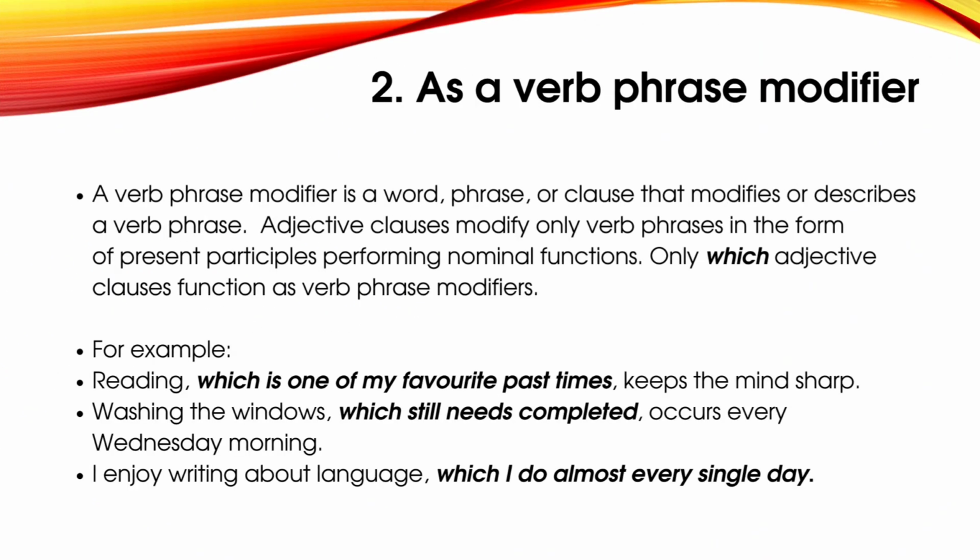Second, as a verb phrase modifier. A verb phrase modifier is a word, phrase, or clause that modifies or describes a verb phrase. Adjective clauses modify only verb phrases in the form of present participles performing nominal functions. Only which adjective clauses function as verb phrase modifiers.